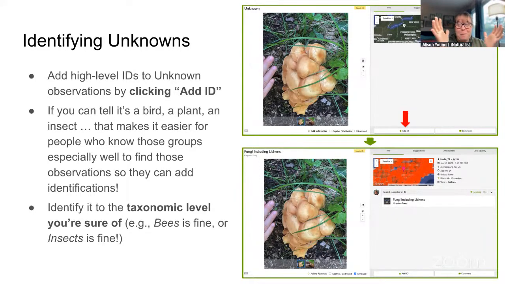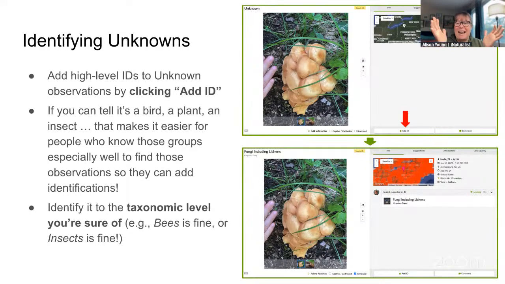But now people who know their fungus can find this observation. So other people who are using the identify page who are like, I know how to identify fungus, and so they type in fungus, they would not have seen this observation because it was unknown. But now that I have classified it as fungus, the people who know their fungus can see this observation, and they basically can move on to the next step. I've passed the baton. Someone else can identify it down to a lower level now.